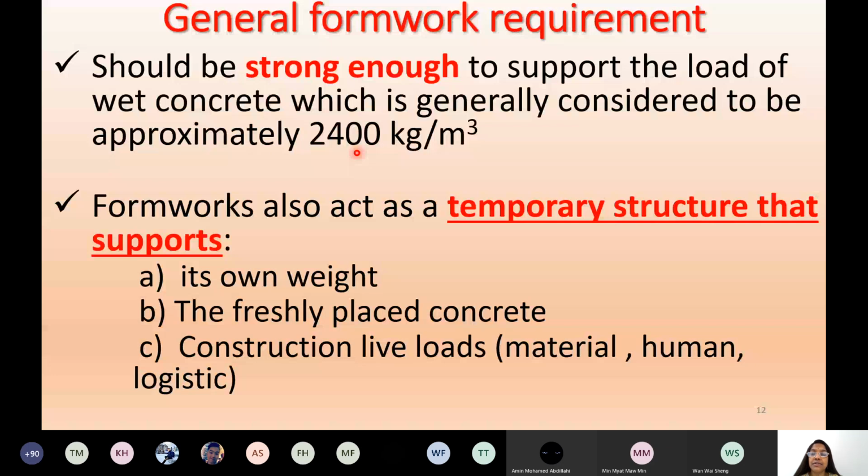Now, in the first place, the density of the material should be borne, supported by the formwork. So to the extent of 24 kilonewtons, how much? 2400 kilogram per meter cube. Just leave it, we don't convert it because it's only the mass. The formwork should be strong enough to support the load of wet concrete. That's important. By the way, what is the strength of concrete?